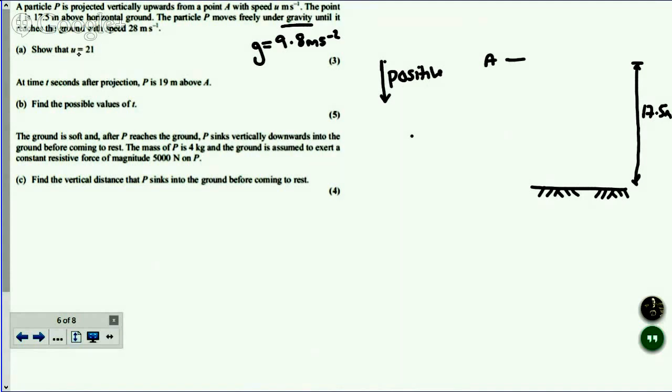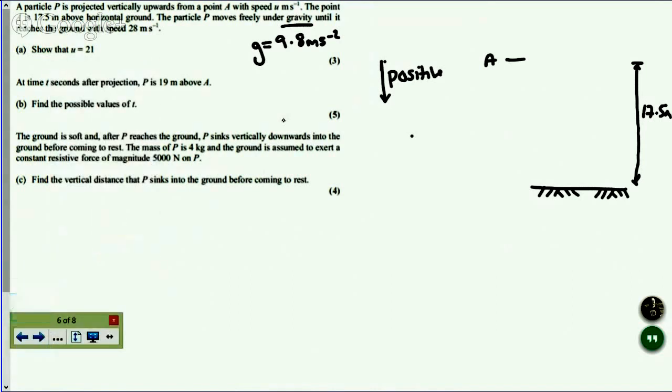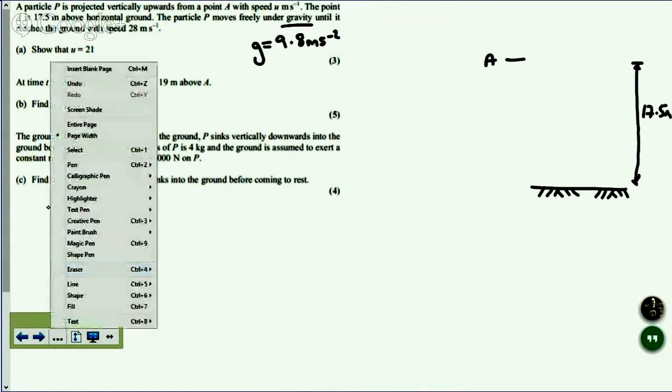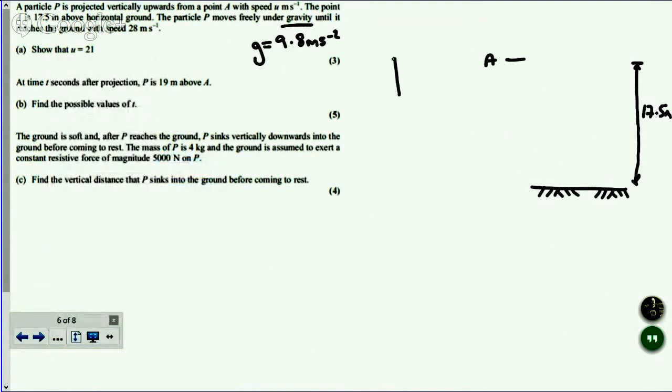Now, actually, what I'm going to do here is it says initial velocity is 21. U is upwards, and it's giving it as positive. So I'm going to stick with the information they've given me. So let's get my eraser, and we're going to switch it around. So U is 21, it's telling us, and we're going to show that. And this means that I'm going to have up as positive.